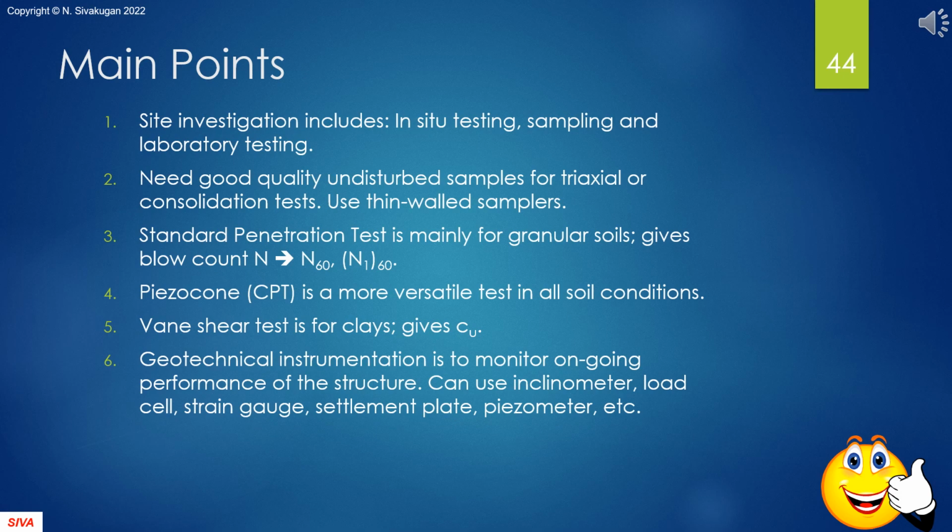Site investigation program includes in situ testing, sampling, and laboratory testing. SPT and CPT are the most popular in situ tests. SPT is mainly for granular soils. CPT works in all soils. Vane shear test is good in medium to soft clays for determining undrained shear strength. Geotechnical instrumentation is to monitor the ongoing performance, when there is a need.